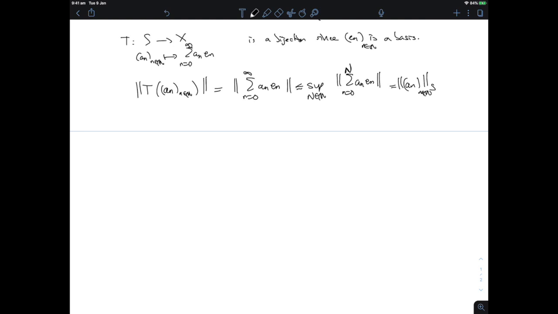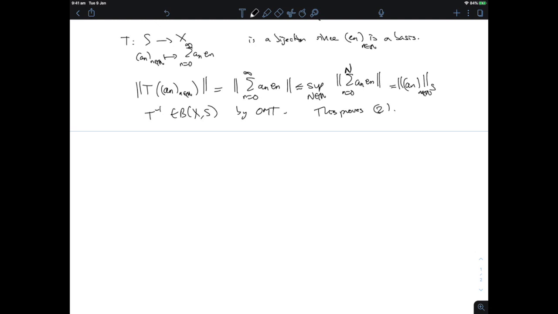Now we have an isometry, it's a bijection, and therefore T minus 1 has to be bounded from X to S. That's a consequence of the open mapping theorem that we've seen before. So T is an isomorphism. And that proves 2. So we have an isomorphism between the space of sequences S and the Banach space X.